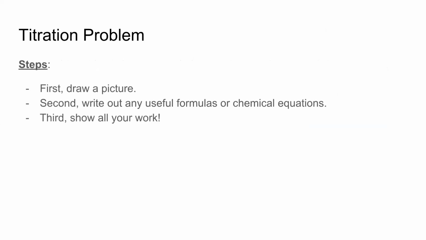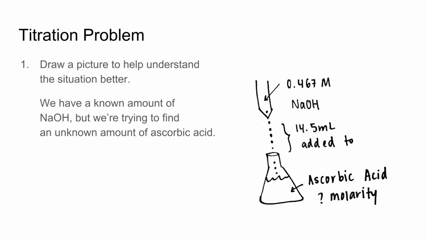Alrighty, so there are steps that we recommend. First is to draw a picture so that you can understand the situation better. We have a known amount of NaOH, but we're trying to find an unknown amount of ascorbic acid. So we're adding 14.5 ml into a mystery molarity ascorbic acid solution.